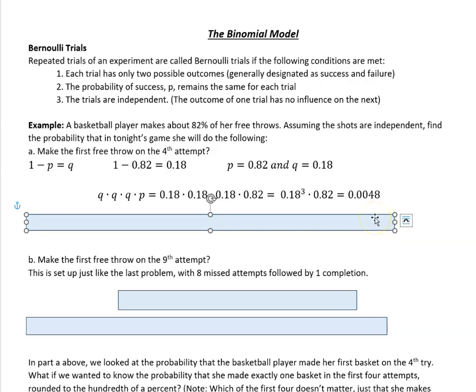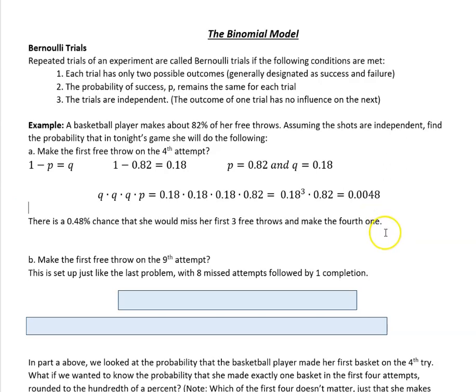Typically you want to write your percentages to the hundredth of a percent unless you're asked differently. So if we move the decimal 2 places over, we have a 0.48% chance that she would miss her first 3 free throws and make the fourth one, because she's got a pretty good percentage rate. It would be unusual for her to miss 3 and then finally make the fourth one.